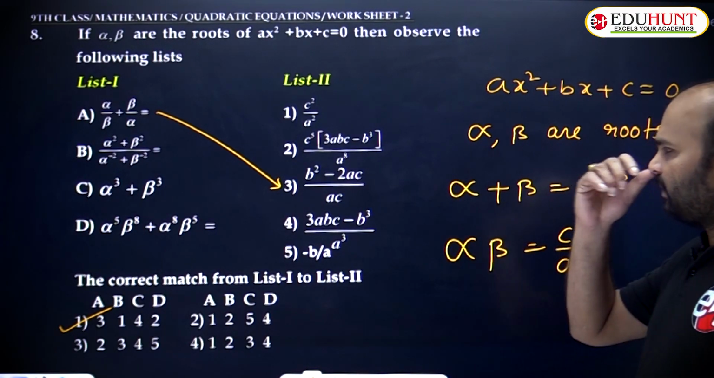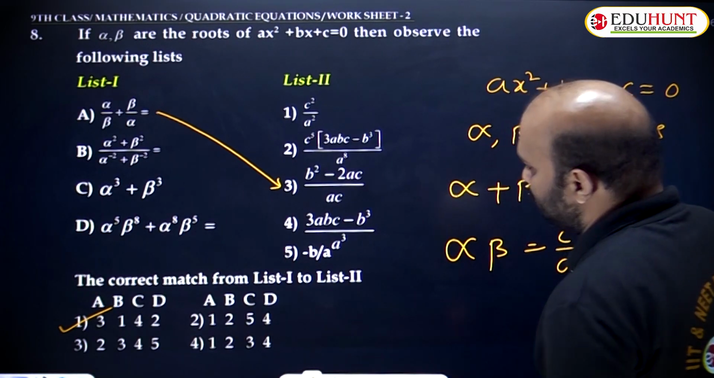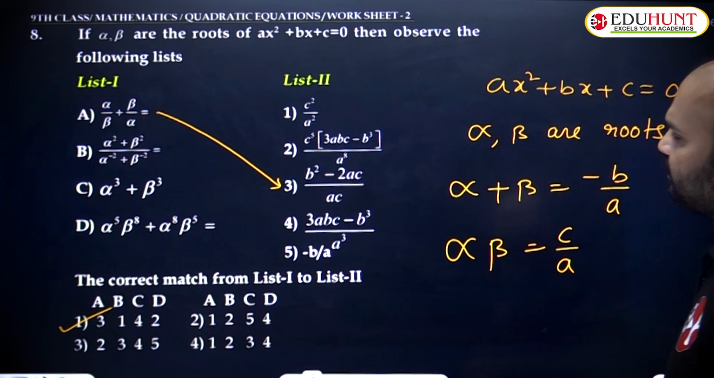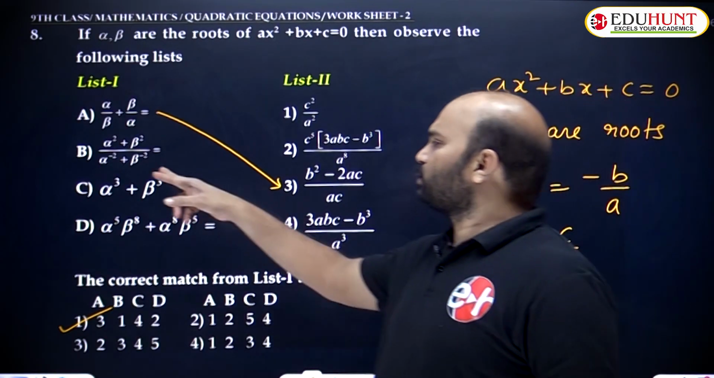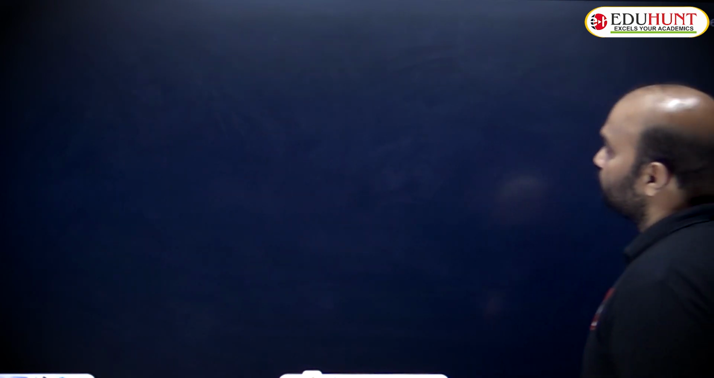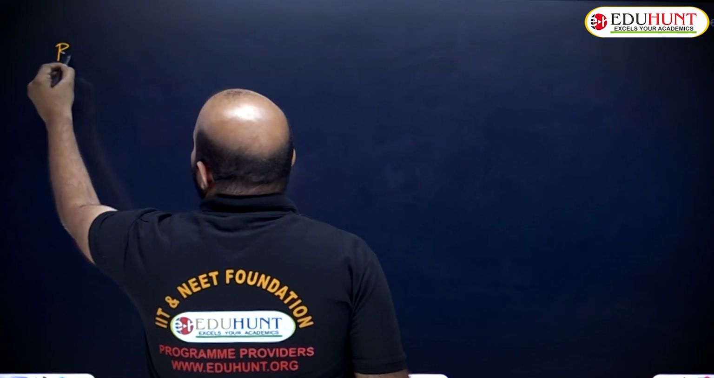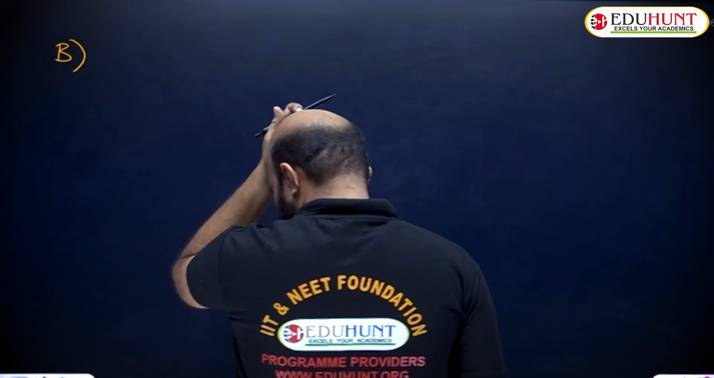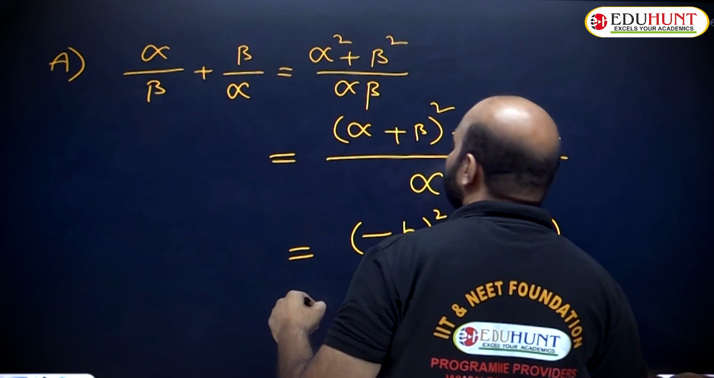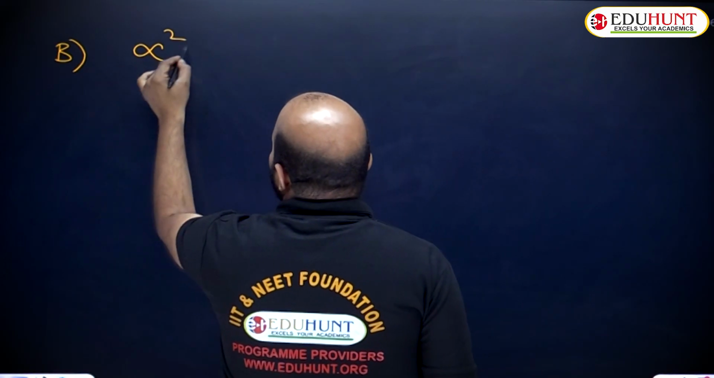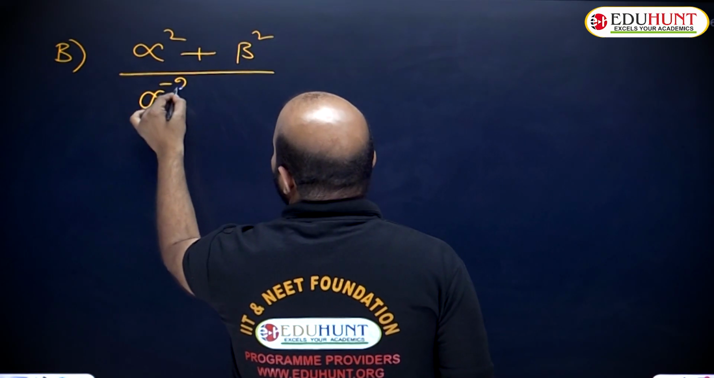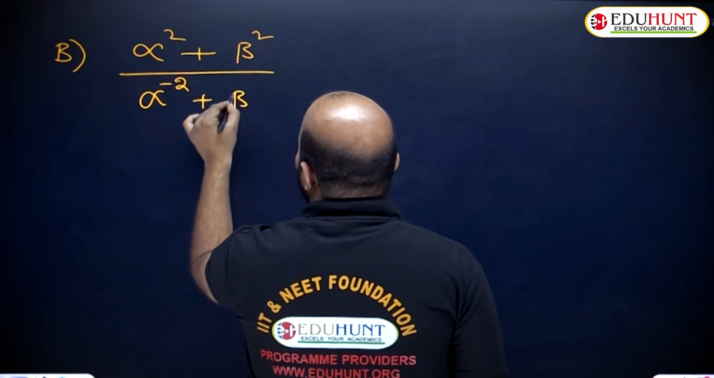So, B, C, D we also need to find out, to check whether it is matching or not. The second one, B: alpha square plus beta square whole by alpha power minus 2 plus beta power minus 2. Am I clear?